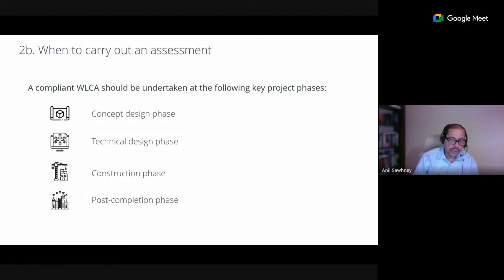Varying degrees of information are going to be available to you, but in the post-completion phase, one major difference is you should use metered information for your B6 and B7. So the energy and water use should be from your meters. In the concept, technical, and construction stages, you can use your energy models.